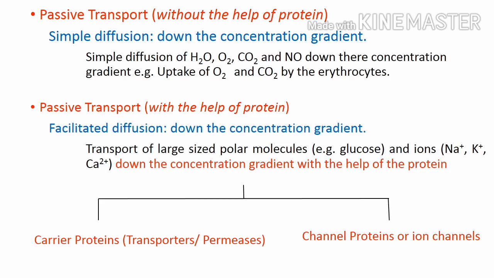Now we come to passive transport, that is, transport without the help of protein, and it simply takes place through simple diffusion, that is, down the concentration gradient. As we have already discussed, these molecules are simply diffusible across the plasma membrane, and their diffusion is determined by the direction of their concentration. It means if these molecules are present at high concentration on one side of the plasma membrane, then they will be transported from the area of high concentration to the area of low concentration, and this is simple diffusion.